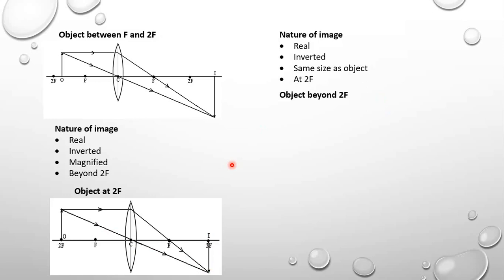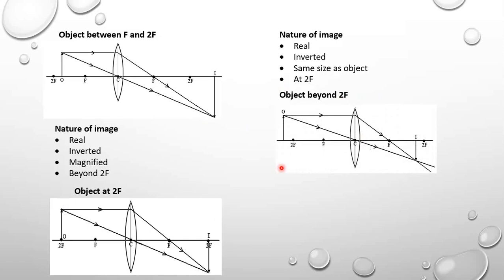Let's look at the image when the object is beyond 2F. When we place our object beyond 2F, this is what you're going to be having. A ray parallel to the principal axis. Remember, all our rays must be drawn from the top of the object. A ray parallel to the principal axis is refracted through the principal focus, and a ray passing through the optical center goes undeviated, and the nature is going to be real. We can see it's going to be inverted, diminished, and between F and 2F.